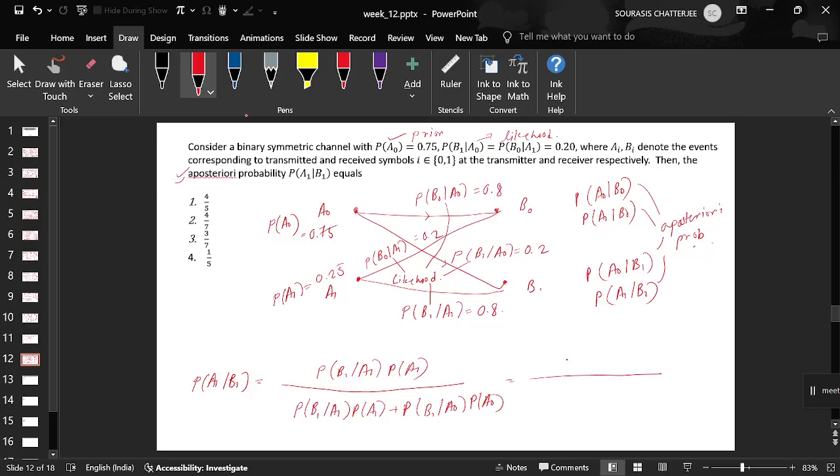So what is the probability of b1 given a1? It's 0.8. What is the probability of a1? It's 0.75. And here you have 0.8 times 0.75 plus 0.2 times 0.75. Okay, probability of a1 is 0.25 here, so I should make the correction. This is 0.25, and this also here is 0.25.